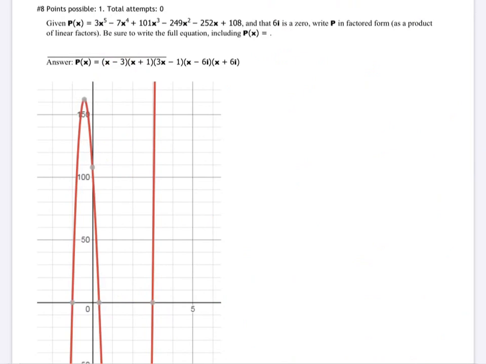Okay, number 8. This is the hardest one in the homework. Here we go. You know step 1 is to graph at Desmos.